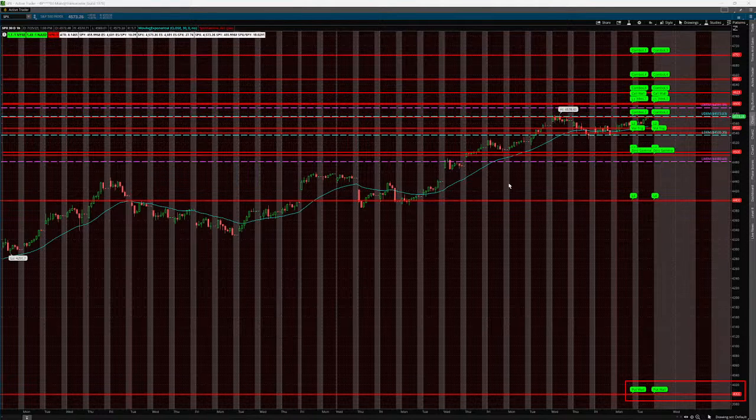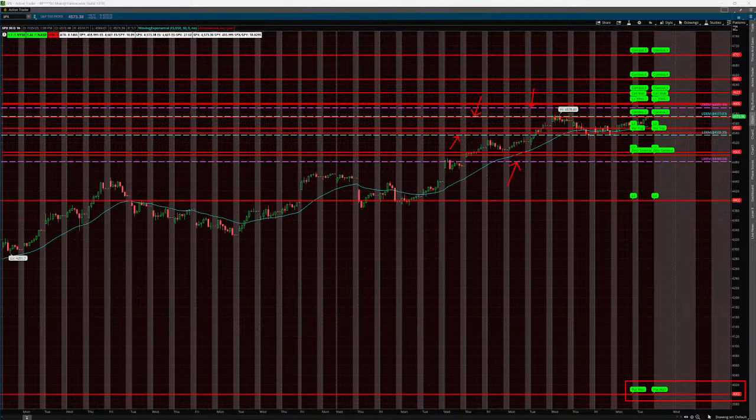So first of all, let me point out the expected moves for the week, shown with the dashed purple lines, and then the lower and upper daily expected move, shown by the dashed blue lines. So it looks like SPX is approaching that upper daily expected move. So I talked about the Spotgamma put wall.